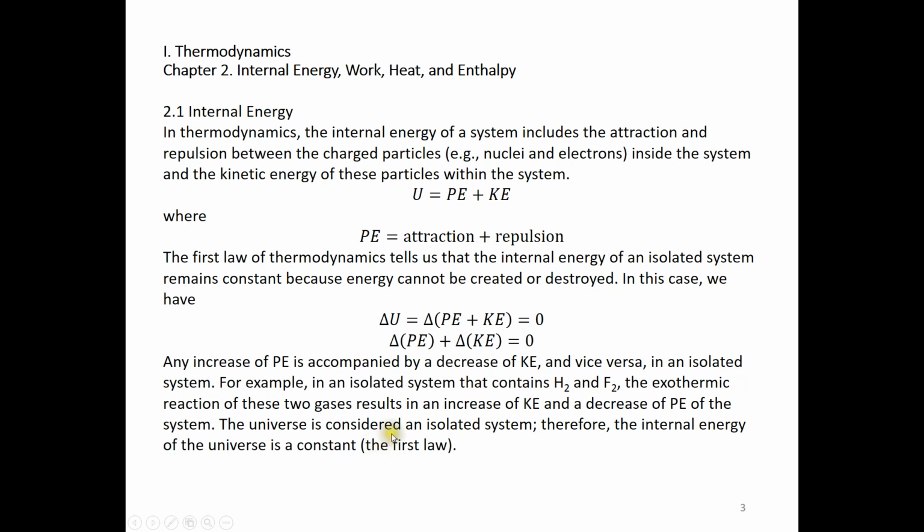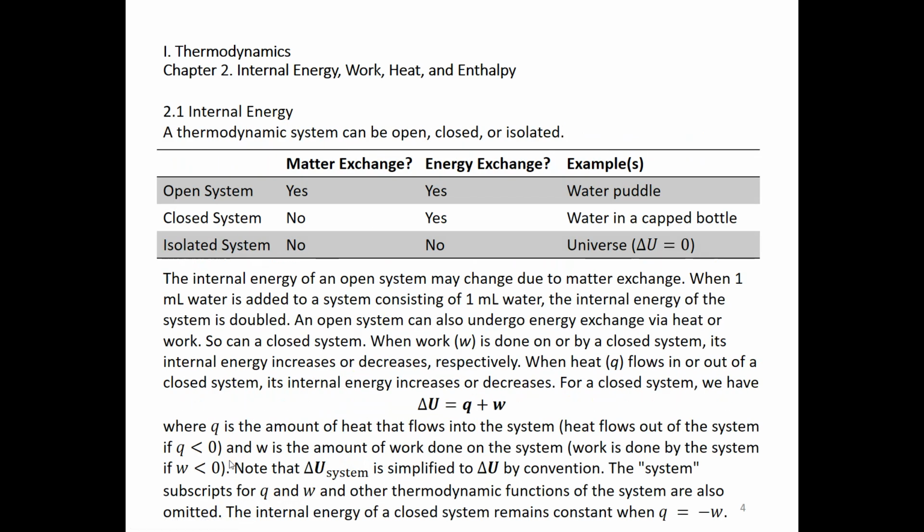The universe is an isolated system. Therefore, the internal energy of the universe is a constant. It's possible to have transformation from PE to KE or from KE to PE, but overall, the internal energy of the universe never changes. A thermodynamic system can be open, closed, or isolated. Let me give you 3 examples.